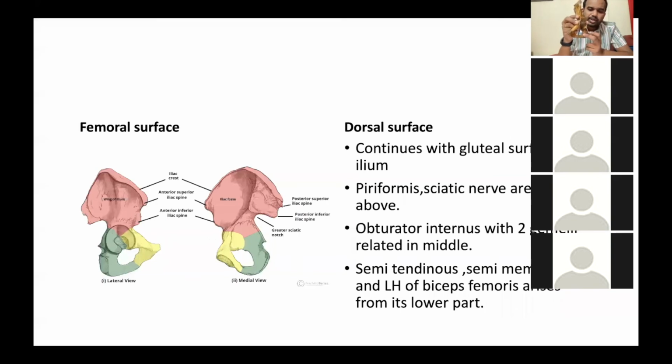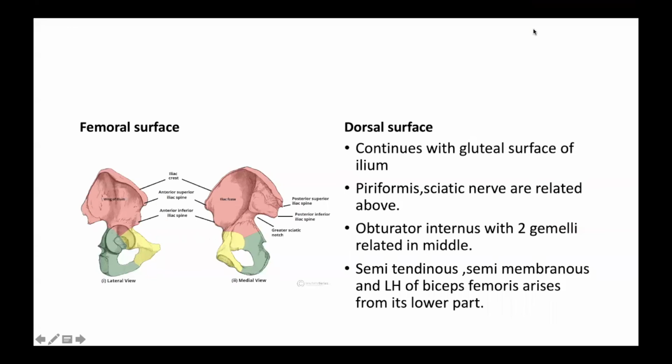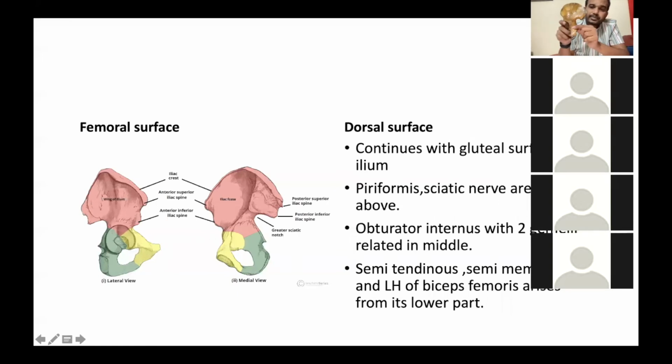Then we have the dorsal surface. This is the dorsal surface of the ischium. Are you able to see? Yes, sir. The dorsal surface of the ischium is continuous with the gluteal surface of the ilium.